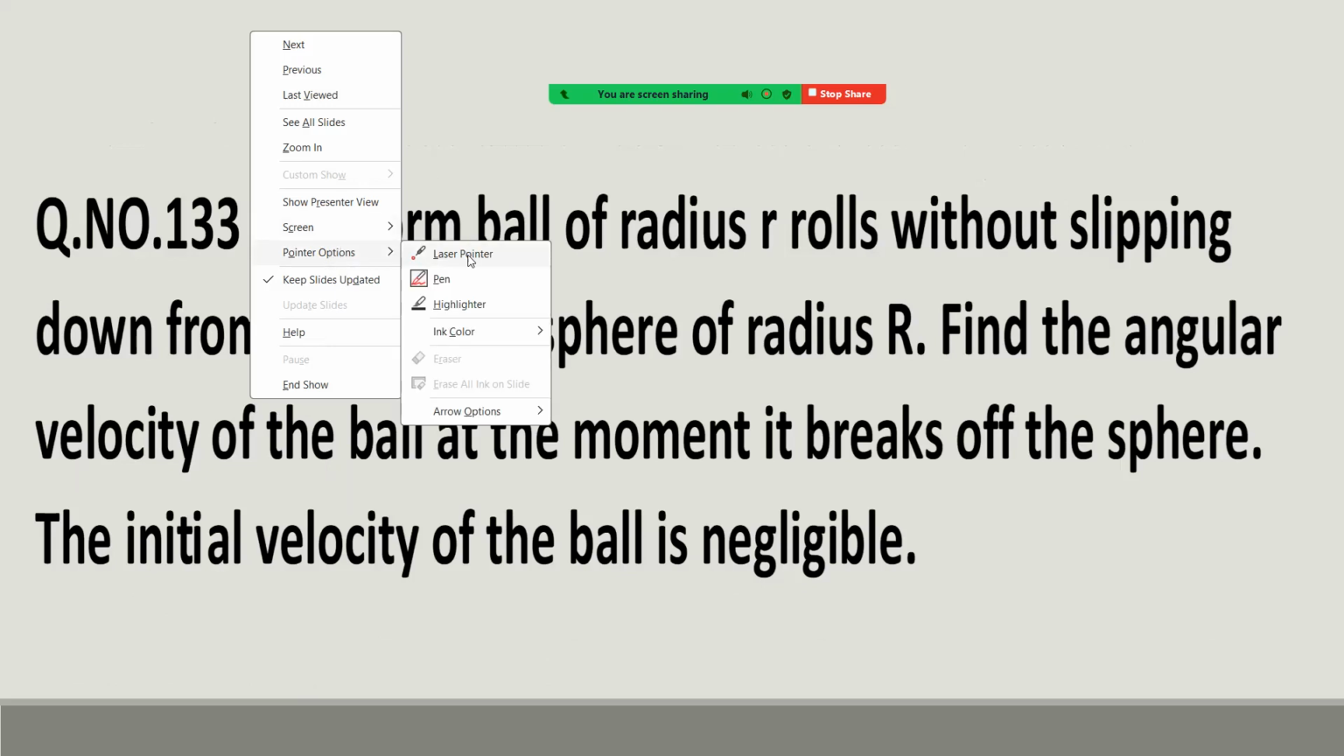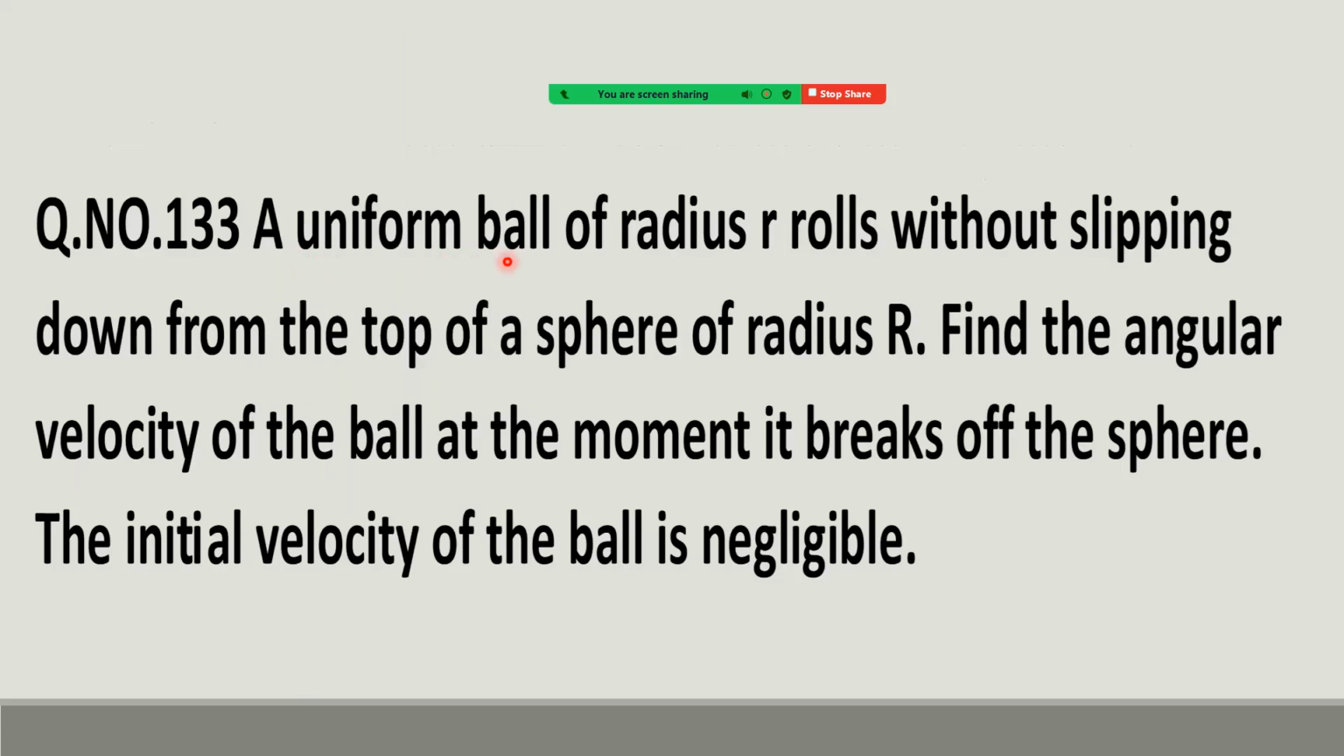Let's see the question given. A uniform ball of radius r rolls without slipping down from the top of a sphere of radius capital R. Find the angular velocity of the ball at the moment it breaks off the sphere. The initial velocity of the ball is negligible.